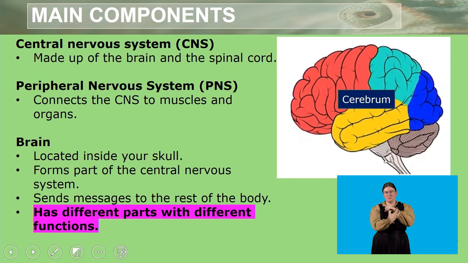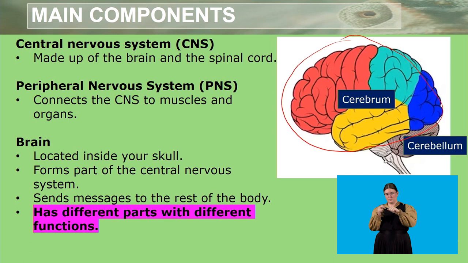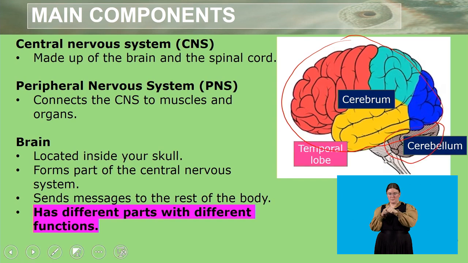Here we are going to look at the different parts. We have what is called a cerebrum. And this is the big part that is called the cerebrum. Then we have what is called the cerebellum, which is this small part here at the bottom. And the cerebrum is divided into different lobes that have different functions and basically are responsible for certain things that happen in our body.